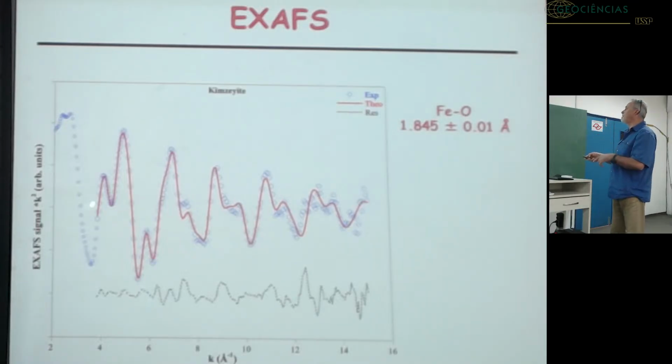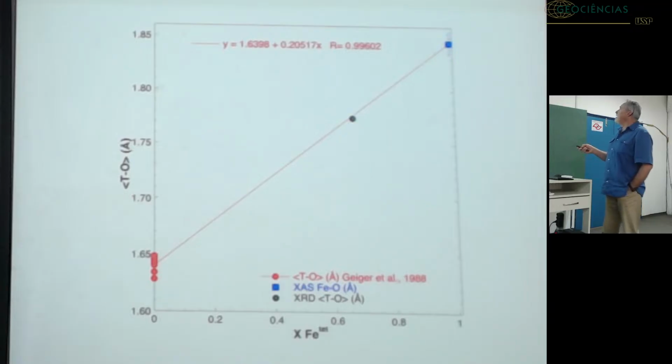So we sum up all the frequencies we calculate according to the structure. We fit them to match the experimental spectrum, and that's the result. The residual, the red line is the theoretical, and the blue empty dots are the experimental. And we find, not unexpectedly, this distance here. In this case, that's the iron-oxygen distance we determined by XAS.